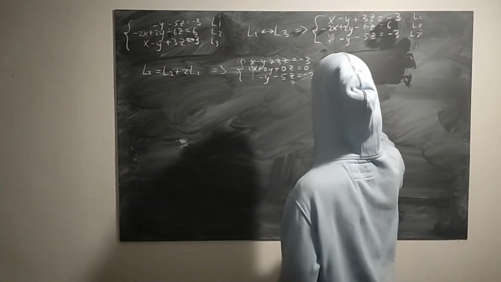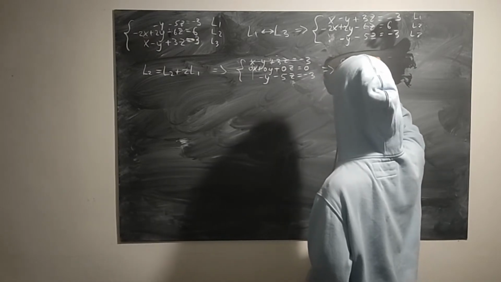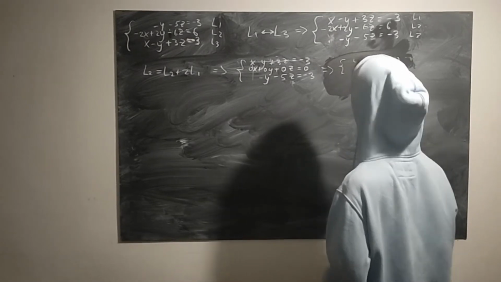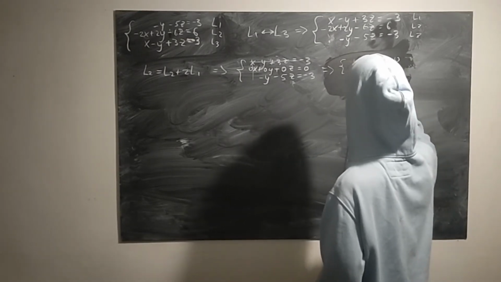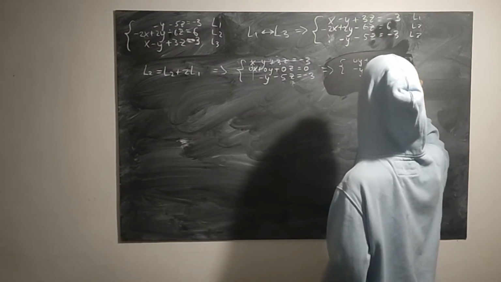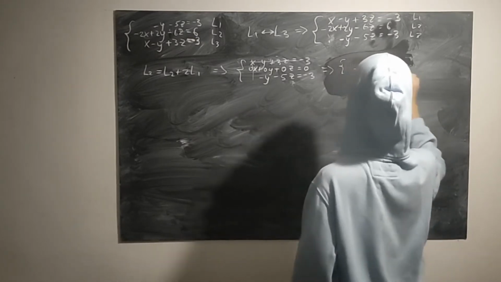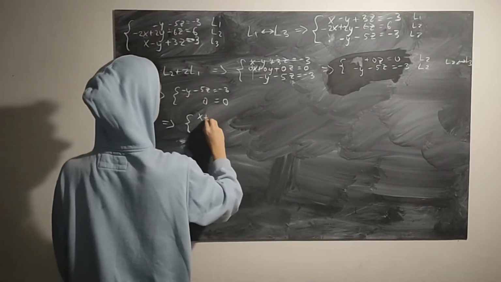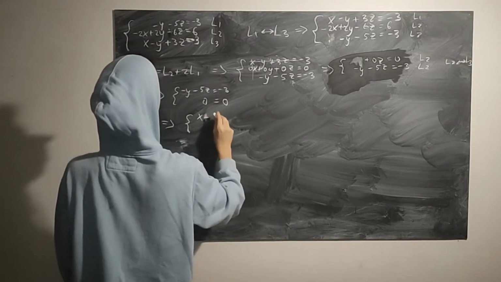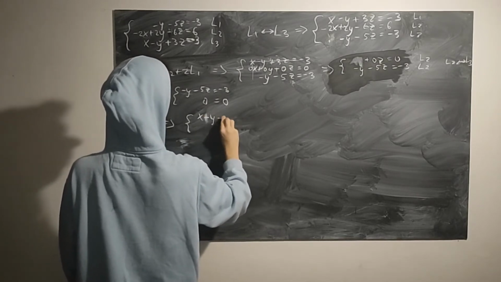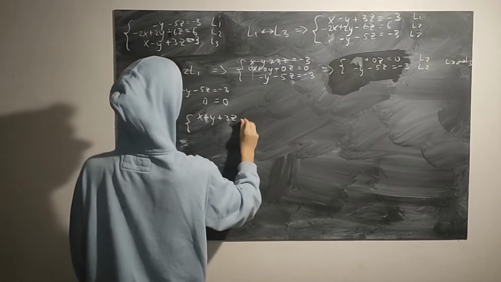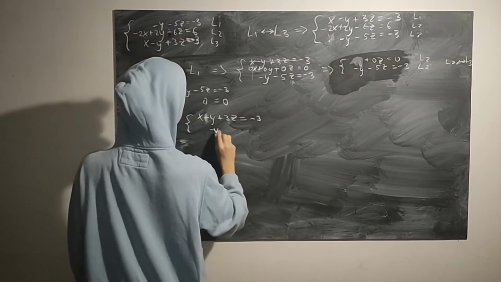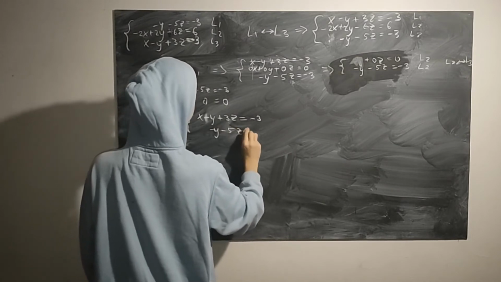And what does it mean, 0 equals 0? Well, it's true. On the left hand side we have 0 and on the right hand side we have 0. So we don't actually care about this equation because it works. Now we are left only with two equations, x minus y plus 3z equals -3 and y minus 5z equals -3. But unlike in previous examples, here we have two equations but three variables.